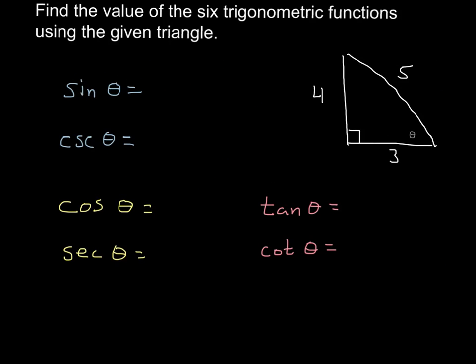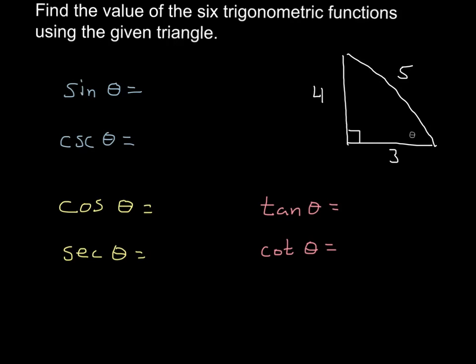In this case, we want to find the value of all 6 trig functions using the given triangle. I have this triangle here. I know that my angle is theta right there, and that this leg is 3, the length of this side is 4, and that is 5. You can check that with the Pythagorean theorem. Those are 3 numbers that do satisfy the Pythagorean theorem.